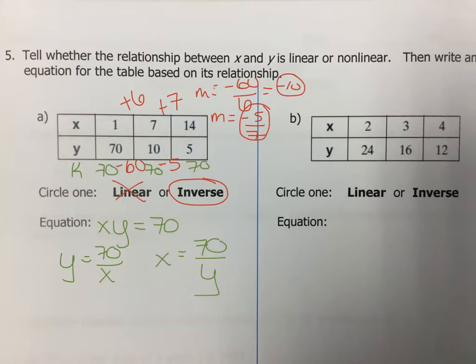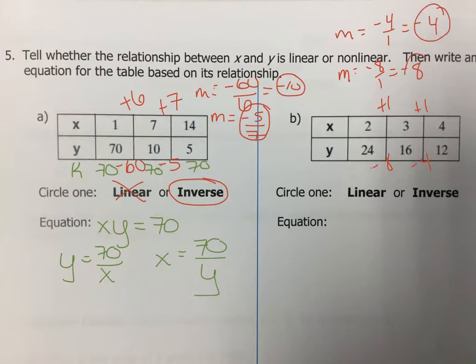If I look at table B, I do the same process. First I increase by 1, going from 2 to 3. Then I increase by 1 again, going from 3 to 4. Next I'm going to check my y values. Here when I went from 24 down to 16 down to 12, you can tell that we're decreasing by a different amount every time. Here I'm decreasing by 8. And then I decreased by 4. So if I go to check my slope, my first slope would be negative 8 over 1, which is the same thing as negative 8. My other slope is negative 4 over 1, which is negative 4.